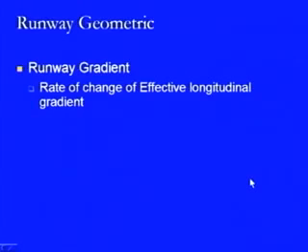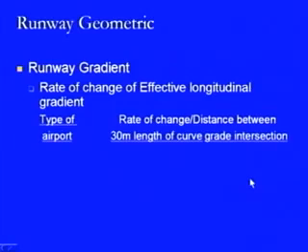Then further, for how we are going to make this changeover in the case of the effective gradient, for the various types of airport, we have to look at the rate of change and the distance between the 30 meter length of the curve and grade intersection. For A and B type of airport, this is 0.1%, and the distance between the 30 meter length of curve and grade intersection should be less than 300 times of A plus B in meters.